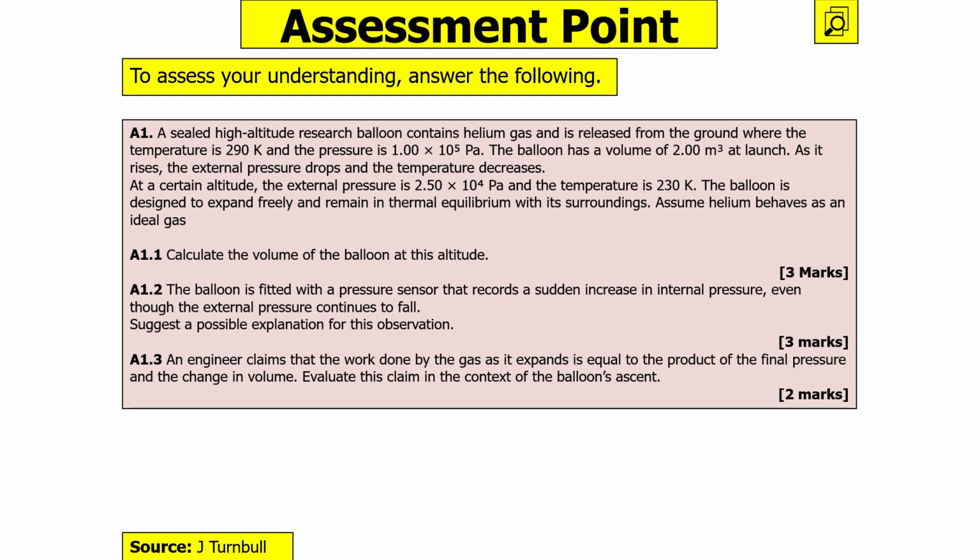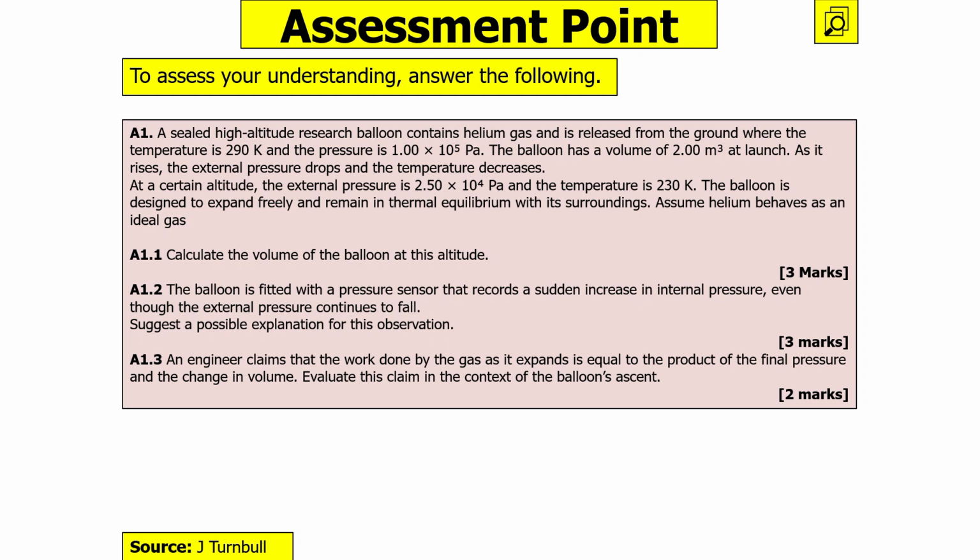The balloon is fitted with a pressure sensor that records a sudden increase in internal pressure even though the external pressure continues to fall. Suggest a possible explanation for this observation. Then an engineer claims that the work done by the gas as it expands is equal to the product of the final pressure and the change in volume. Evaluate this claim in the context of the balloon's ascent. So, pause the video now, then unpause the video when you want to go through your answer.